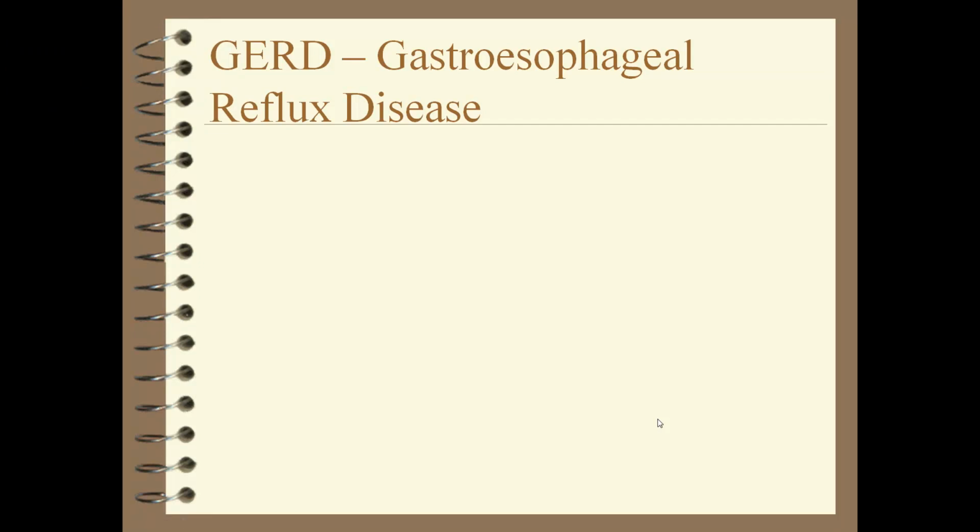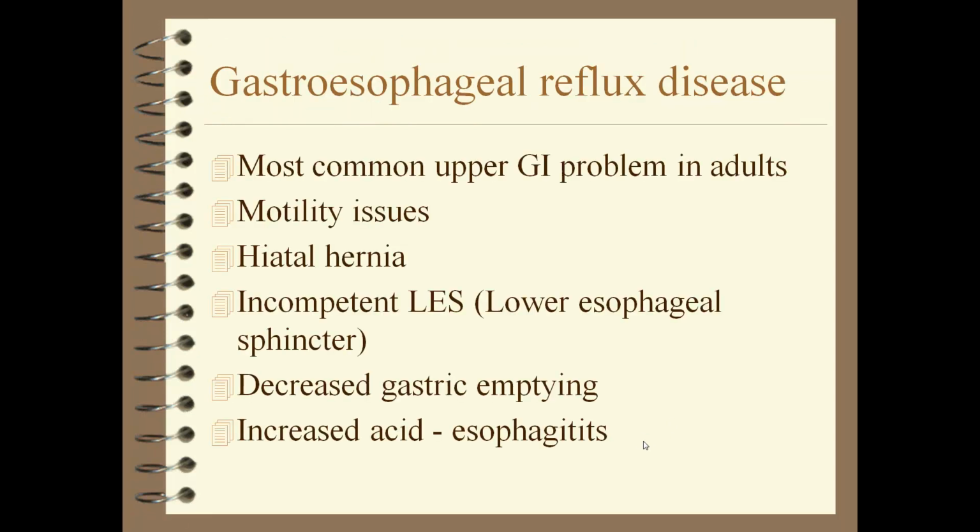So, GERD, gastroesophageal reflux disease. A lot of people have GERD. It's the most common upper GI problem in adults. Things that can cause GERD could be a motility issue, problems with the esophagus, problems with food actually moving down through the esophagus into the stomach. It could be a motility problem.